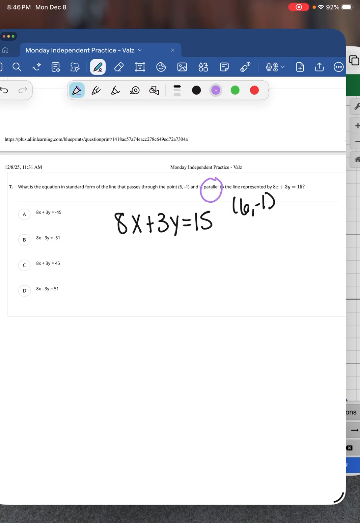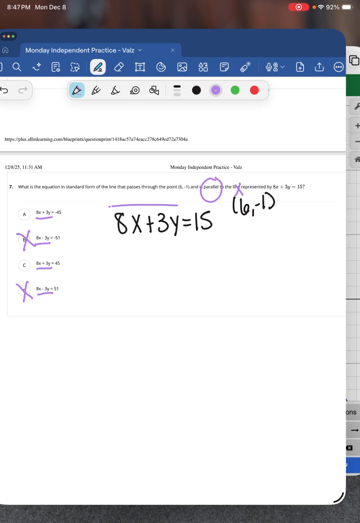So it's parallel, which means for standard form, it's going to have the same left side. Like all of this on the left is going to be the same. So I can look at my equations right away. This one has the same left. This one does not. This one does. This one does not. Okay, so I can eliminate 2 choices just by doing that.